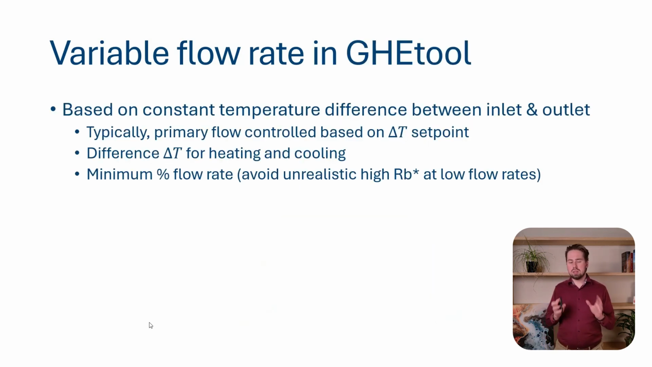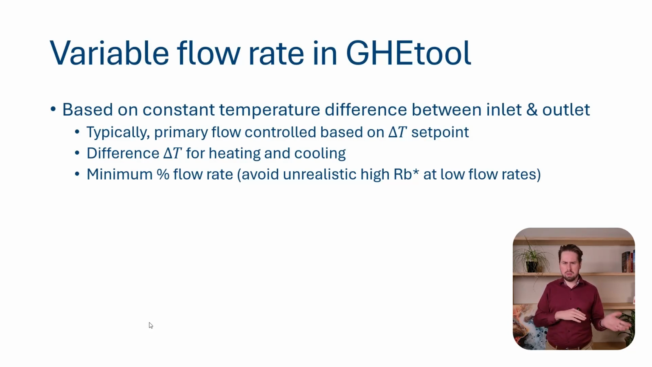Now, this we also implemented in GHEtool, of course. So what we did is we said we are going to work with variable flow rates based on constant temperature differences. And we give you the option to enter it for both extraction and injection, because sometimes they have different set points, or you want to have a different delta T across your heat exchanger than you want across your heat pump. And we also give you the option to work with a minimum percentage of flow rate, because if you have a circulation pump, it cannot go down to 1 or 2% of its maximum flow rate.